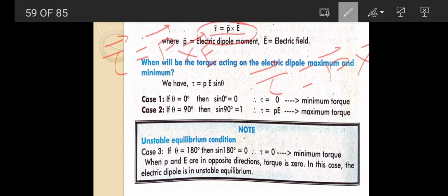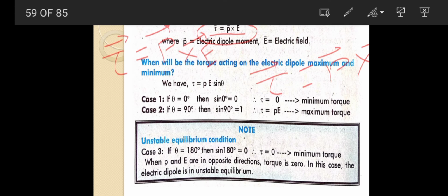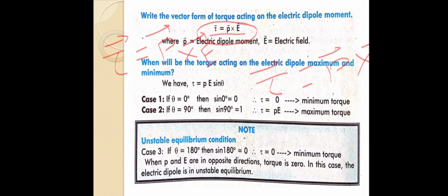So that means torque acting on an electric dipole is a vector quantity, and that vector quantity is the cross product of two vectors. What are those vectors? The electric dipole moment as well as the electric field vectors. Cross product of these two vectors will give us another vector which is the torque acting on the electric dipole. So this is the vector form of torque acting on an electric dipole.